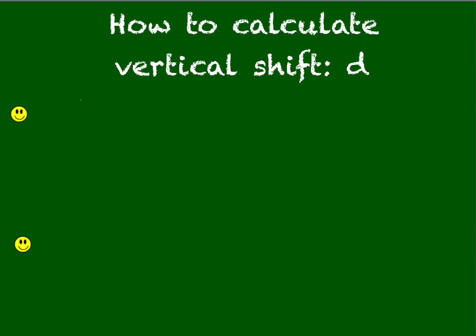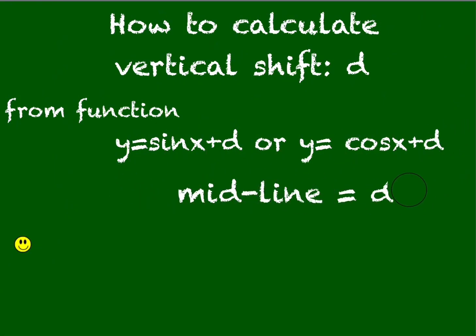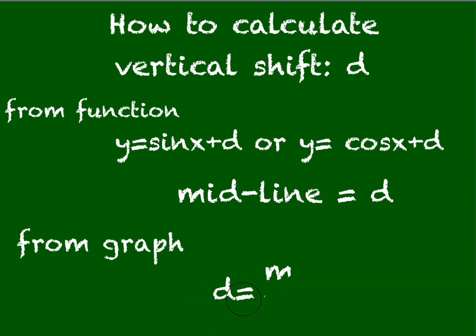To calculate the vertical shift, we can use the function equation. Simply put, d represents a vertical shift. D is known as the midline as well. First, we need to locate the maximum and minimum points on the graph. Then, calculate half the sum of the maximum and minimum points. The formula for vertical shift or d is here.